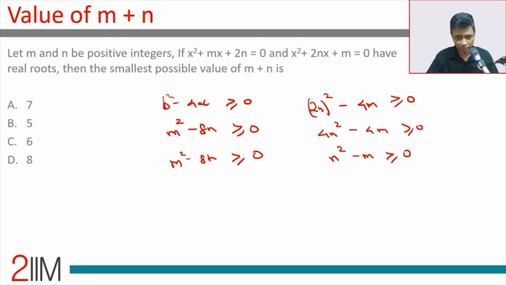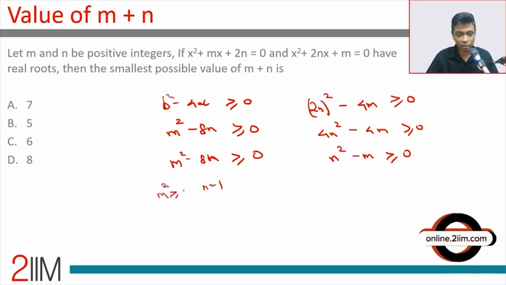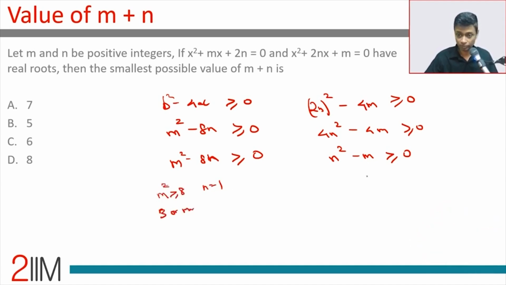They are positive integers, so put n equal to 1. Then m square should be greater than or equal to 8, so m should be 3 or more. If you put m as 3, then n should be 2 or more. So n equal to 1 does not work. Wonderful. If you put n equal to 1, it doesn't work, because then both conditions cannot be satisfied.